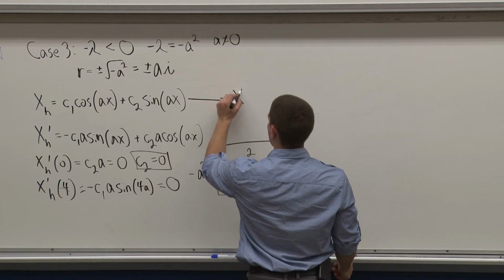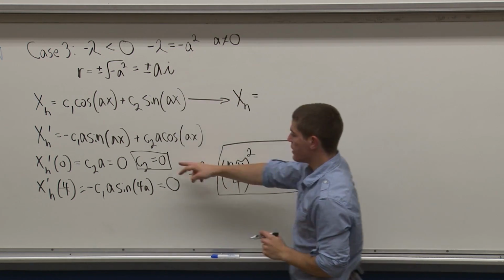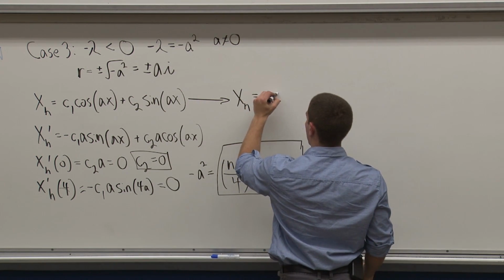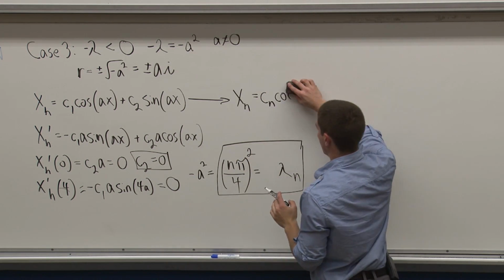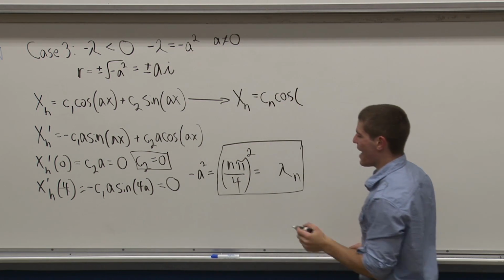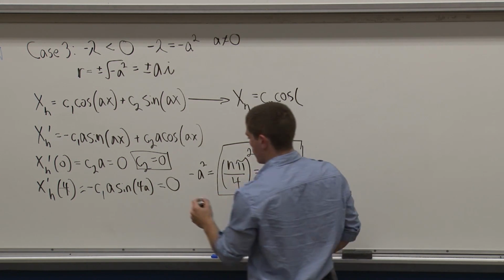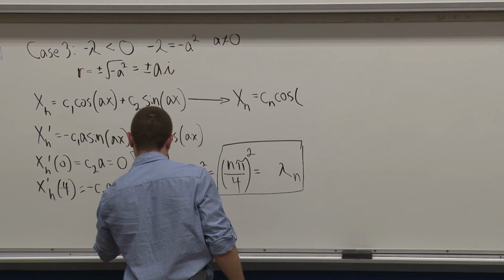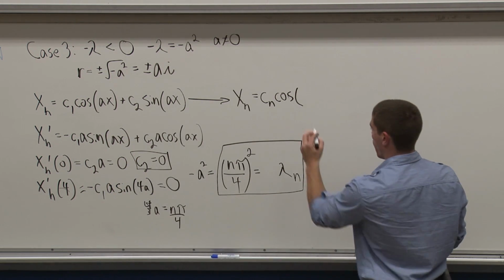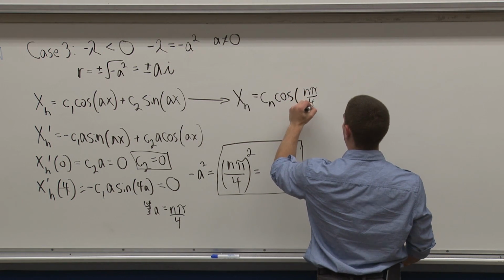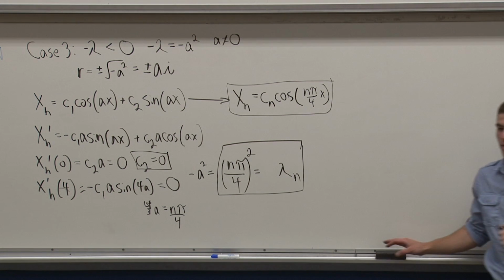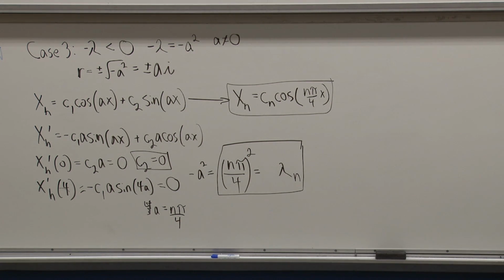So that is going to be x_n equals, since we have c2 equals 0, we can ignore this whole part. So you have c1, which is just going to be c_n, cosine of ax. So what is a? Since we have 4a was equal to n pi, a was equal to n pi over 4. So write that in here, n pi over 4 x. And that's it. This is our eigenfunction. So from all of that work, we found half of the answer. But the second half is much easier.